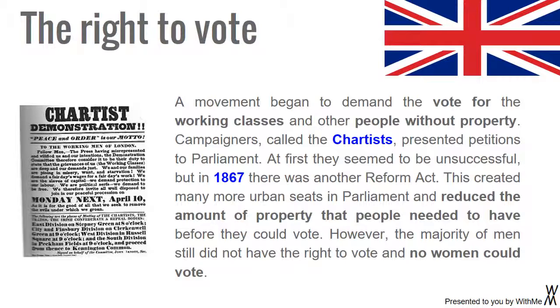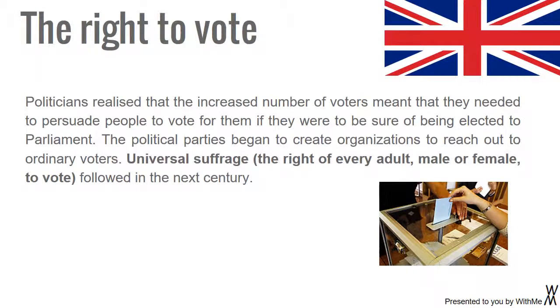This created many more urban seats in Parliament and reduced the amount of property that people needed to have before they could vote. However, the majority of men still did not have the right to vote and no women could vote. Politicians realized that the increased number of voters meant that they needed to persuade people to vote for them if they were to be sure of being elected to Parliament. The political parties began to create organizations to reach out to ordinary voters. Universal suffrage, the right of every adult, male or female, to vote, followed in the next century.